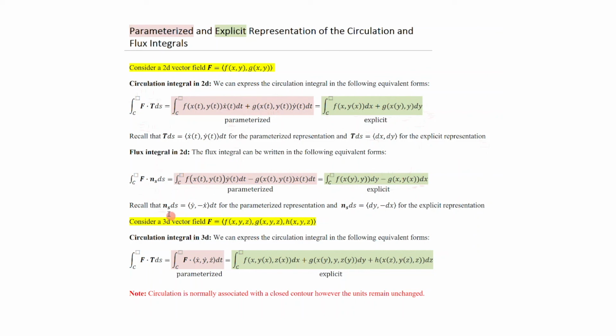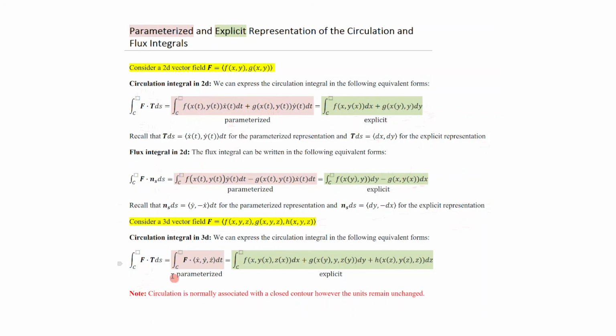Again, here is the summary. NSDS is this expression for the parameterized representation, and NSDS equals this expression for the explicit representation. For the 3D vector field F, if we're doing a circulation, this would have no validity when we're doing it for a flux, because we mentioned ns could take on an infinite number of possibilities.